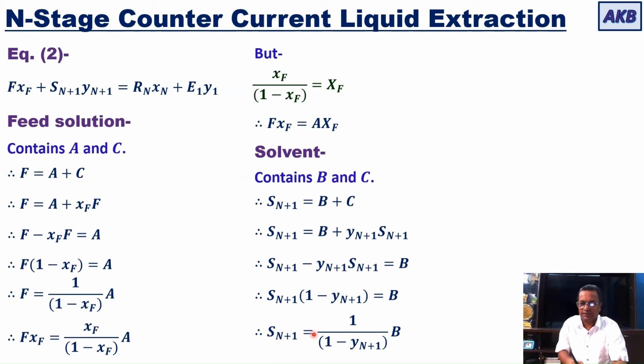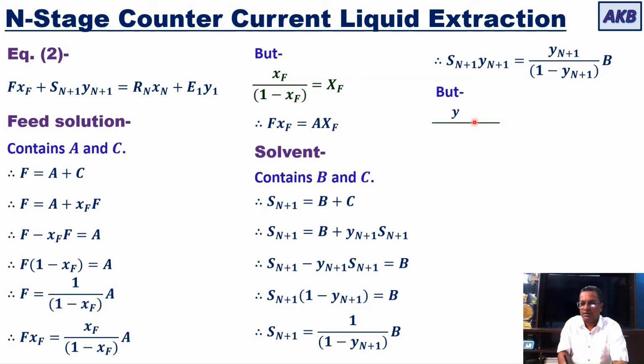So it will be Sn plus 1 is equal to 1 upon 1 minus yn plus 1 into B. And if I multiply with yn plus 1 on both the sides in order to get this term, it will be Sn plus 1 into yn plus 1 is equal to yn plus 1 divided by 1 minus yn plus 1 into B. But small yn plus 1 divided by 1 minus small yn plus 1 is capital Yn plus 1. Therefore, Sn plus 1 into yn plus 1 is equal to B into capital Yn plus 1. That means I can replace this term that is present in equation 2 with the term B into capital Yn plus 1.